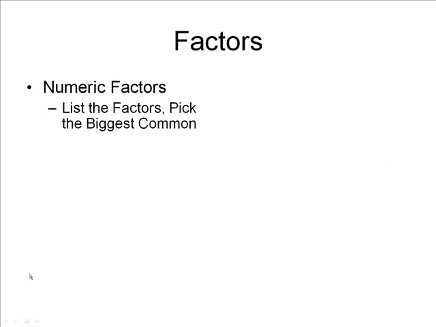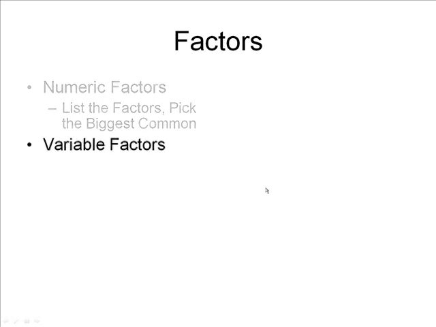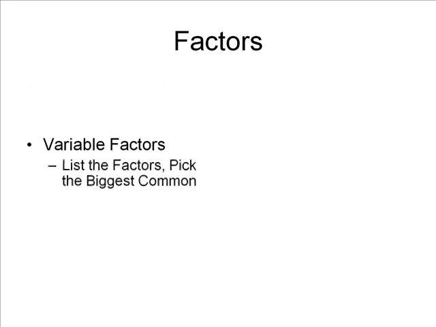Now that's if you're dealing with numeric factors. You could also be dealing with variable factors. But it's the exact same thing. You simply list the factors and pick whatever's the biggest. So let's say we're looking at x to the 5th and x to the 3rd. The factors of x to the 5th, now we're not going to be able to do factor pairs on this, but we can list them, x times x times x times x times x. And the factors of x cubed are x times x times x.